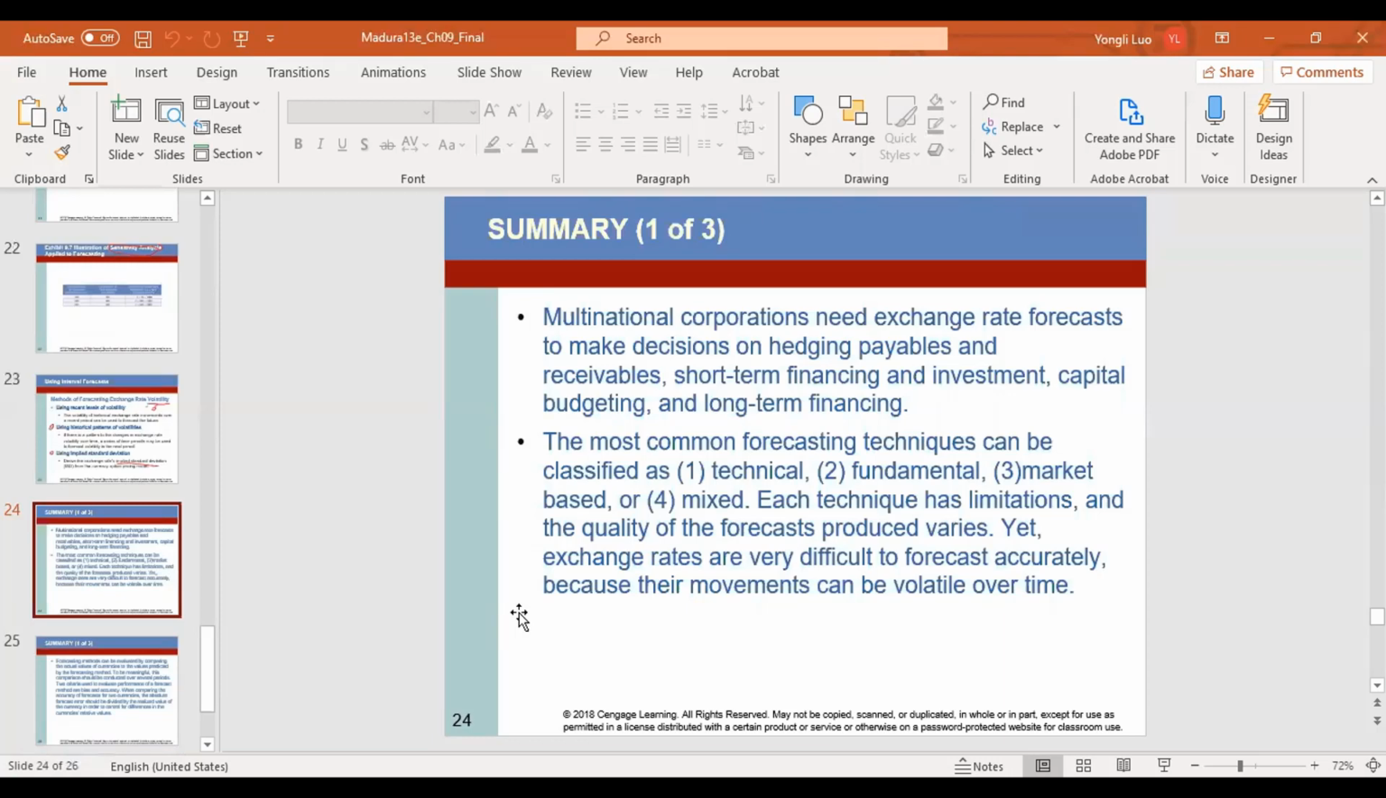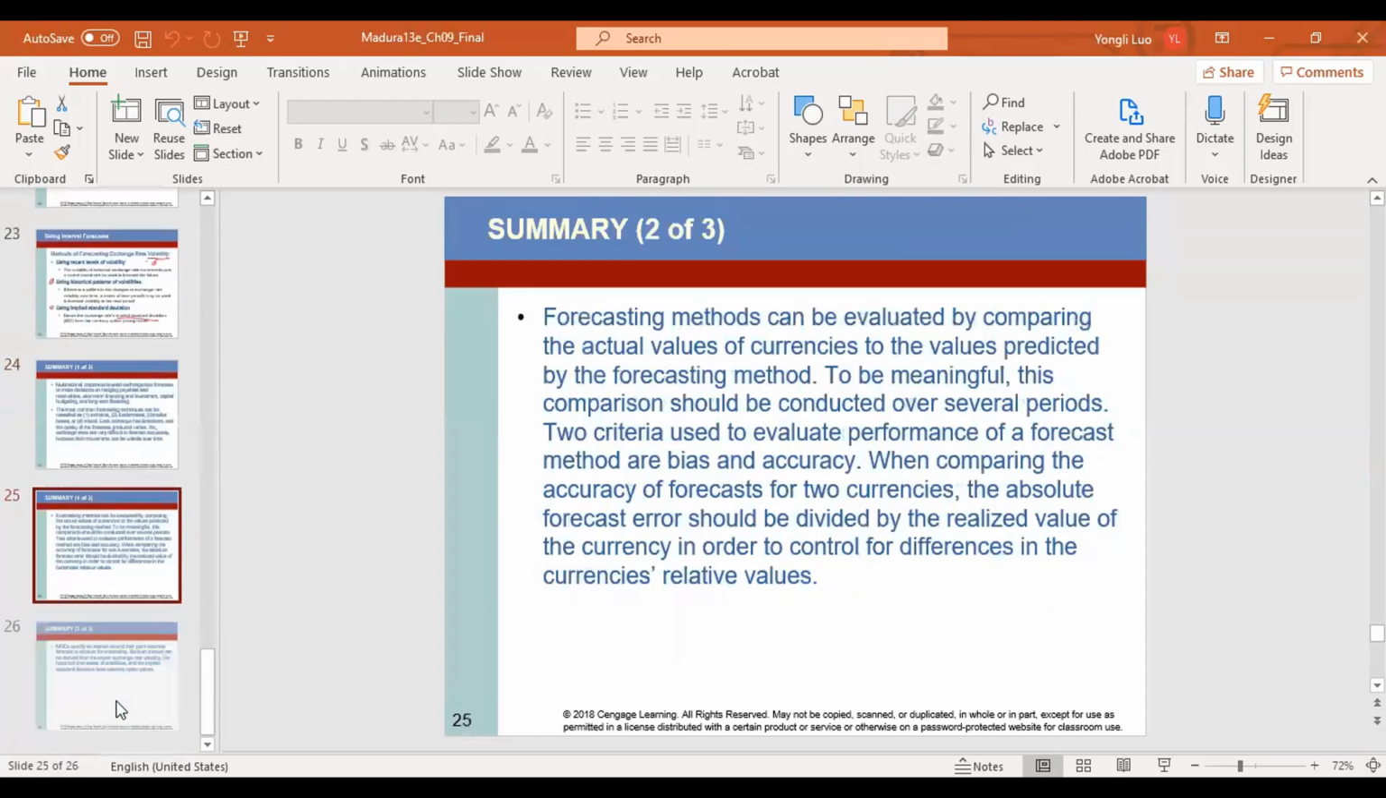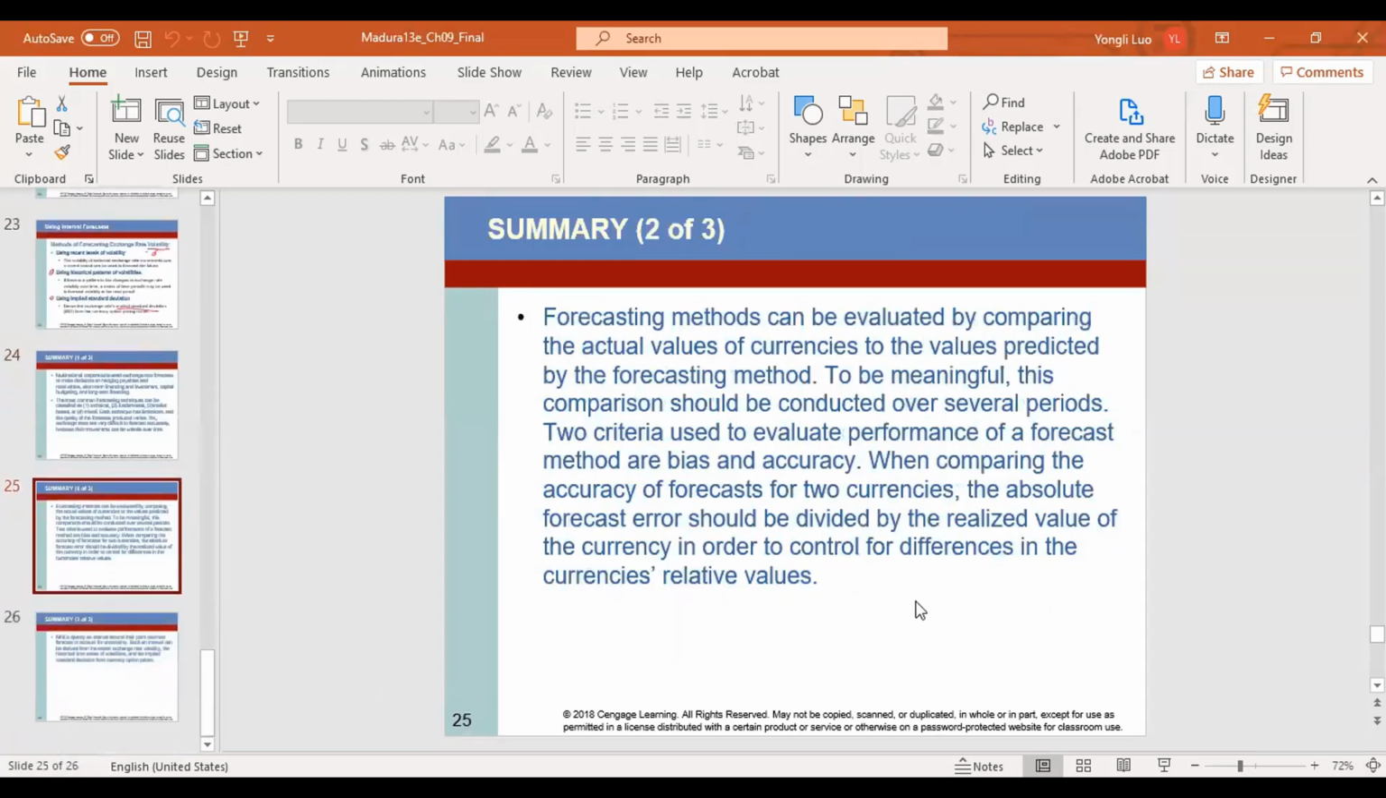Yet, exchange rates are very difficult to forecast accurately because their movement can be volatile over time. Forecasting methods can be evaluated by comparing the actual values of currencies to the values predicted by the forecasting method. To be meaningful, this comparison should be conducted over several periods.